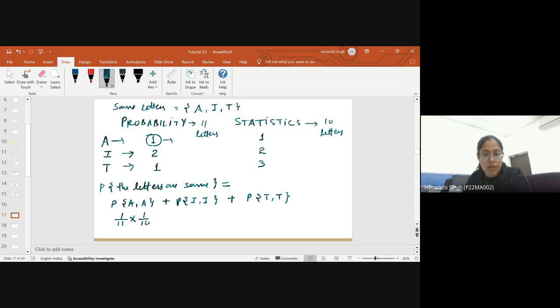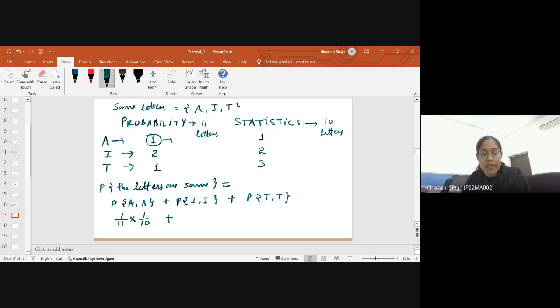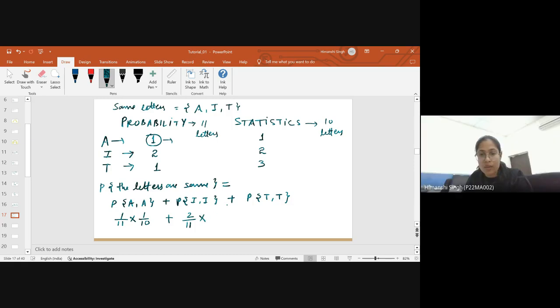I hope that there is no issue in writing this 1 by 11 into 1 by 10. Yeah, that's intersection. Now, plus the probability of appearance of I in the word probability is 2 by 11, and in the word statistics is 2 by 10. Now, the probability that it is T appearing in the word probability is 1 by 11, and for the word statistics, it will be 3 by 11.